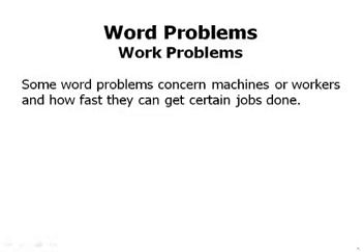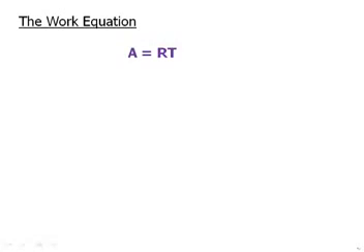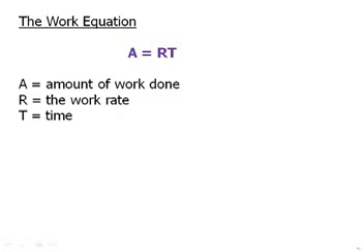Work problems. Some word problems concern machines or workers and how fast they can get certain jobs done. The fundamental equation for this is remarkably similar to the d equals RT equation that we saw in the motion problems. The work equation, I'll write this as A equals RT. A is the amount of work done. R is the work rate, the rate at which work is done. T is time. Some people remember this as ART. Any kind of work, it's a sort of art that you're doing. That helps some people to remember the equation.